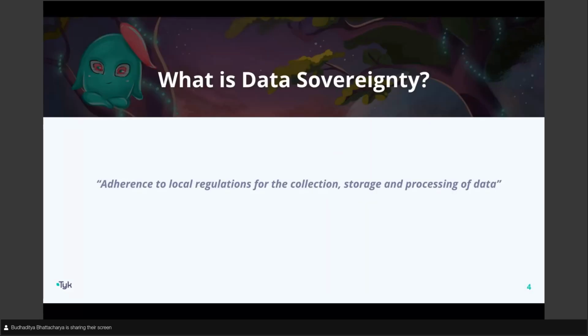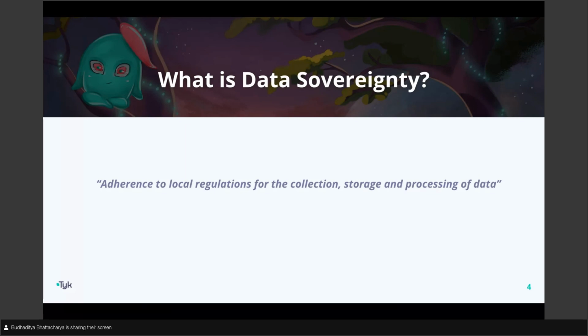Moving right along. Of course, you've heard about this, so let's address it right away. What is data sovereignty? There might be a few other descriptions and definitions, but really, what it boils down to is adherence to local regulations for the collection, storage, and processing of data. It's really about taking control of your data, looking at where it's being stored, how it's being stored, and more importantly, also looking at how things are being processed. So that at a baseline is what data sovereignty is in a single line, and we'll go over the nuances that go with it.